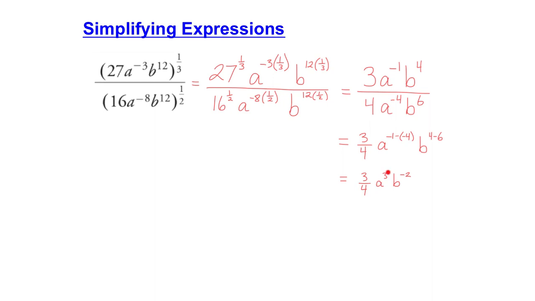3/4 times a to the 3 times b to the -2. And I can clean this up and write it as a fraction. Remember, if you have a negative exponent, that means this power has a positive exponent in the denominator of the fraction. So I can simplify this to look like this: 3a to the 3 divided by 4 times b squared. I took this complex looking expression and I used my exponent rules to simplify it down to a simpler expression.